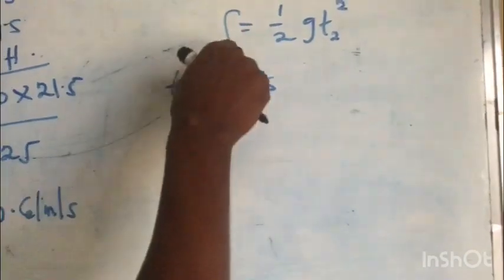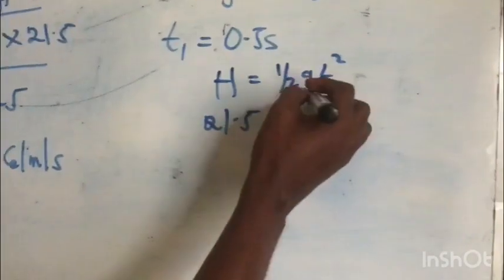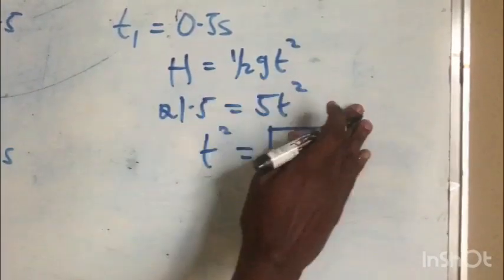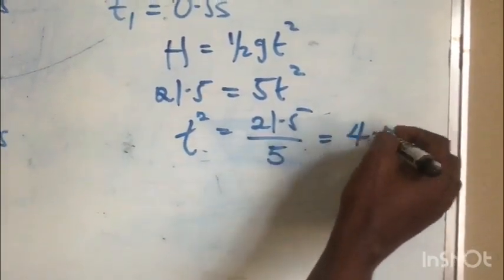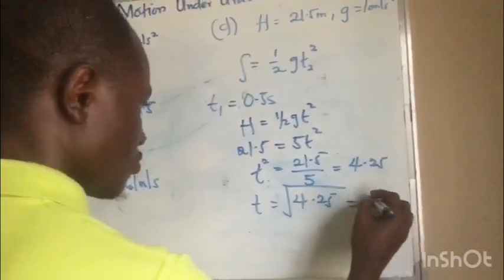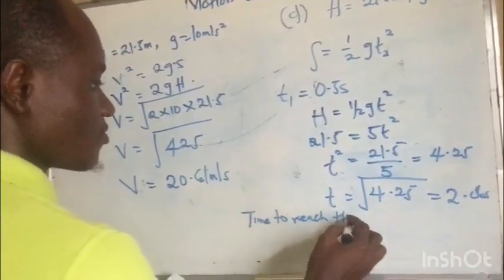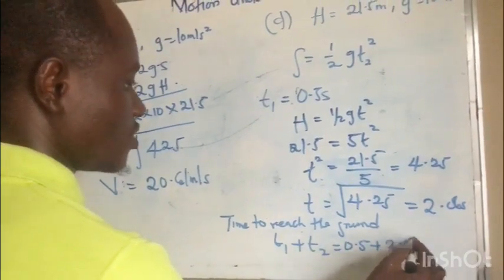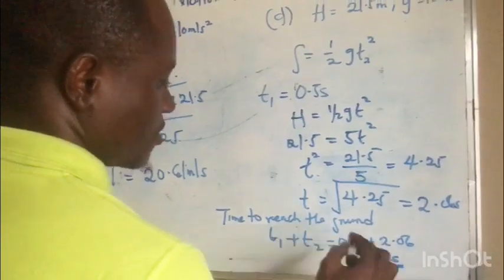Now here I can replace it as h equals half gt squared. So that means 21.5, we know g is 10, half of 10 is 5, so 21.5 equals 5t squared. So t squared is 21.5 over 5, and that will give me 4.25, and that means t equals the square root of 4.25, which should give me around 2.06 seconds. That is the time to reach the ground. Now the total time will be t1 plus t2, that's 0.5 plus 2.06, which gives us 2.56 seconds. That is the solution to that question.